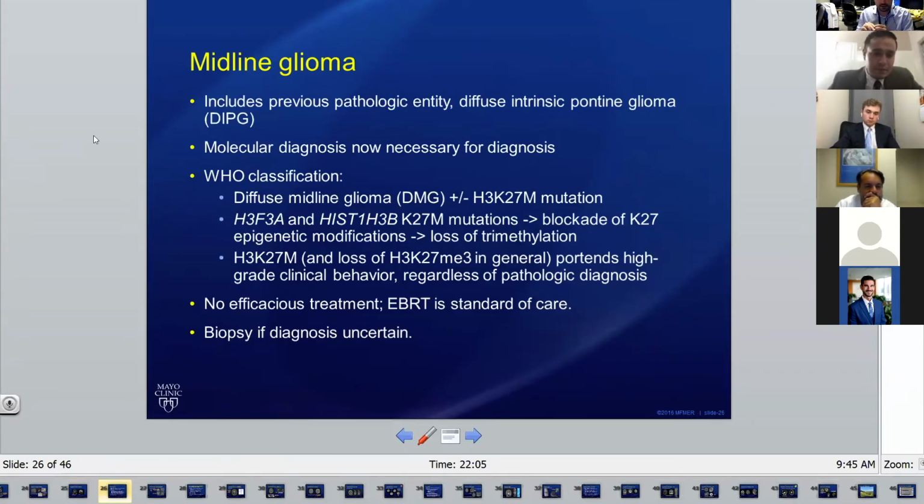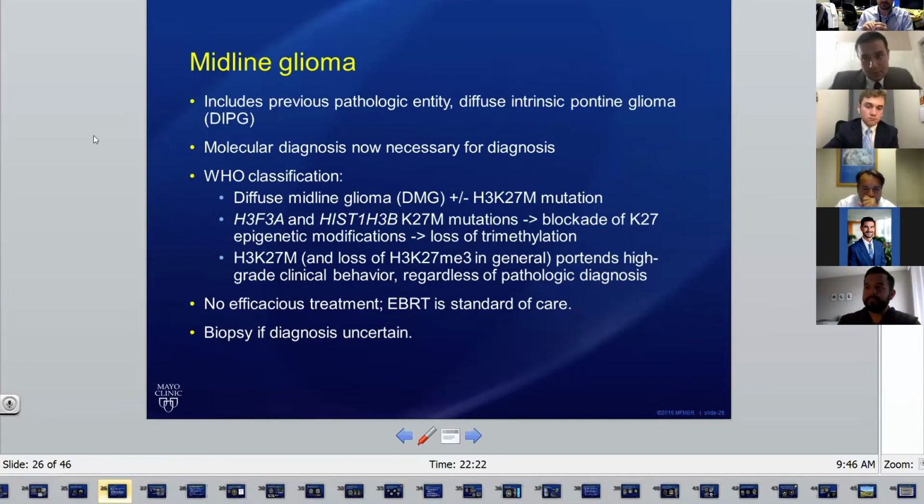So the last batch of tumors I'd like to touch on that reside in the midline are a special class of tumors called midline gliomas. This batch of tumors includes the previous pathologic entity that was known as DIPG, or diffuse intrinsic pontine glioma. Nowadays, molecular diagnosis is often necessary if they want to be very specific about the diagnosis, but often it's made on clinical imaging alone. Now, according to the WHO classification nowadays, it's classified by the presence or absence of this characteristic mutation, H3K27M, which I'm sure a lot of you have heard about in your research or in your sub-Is.